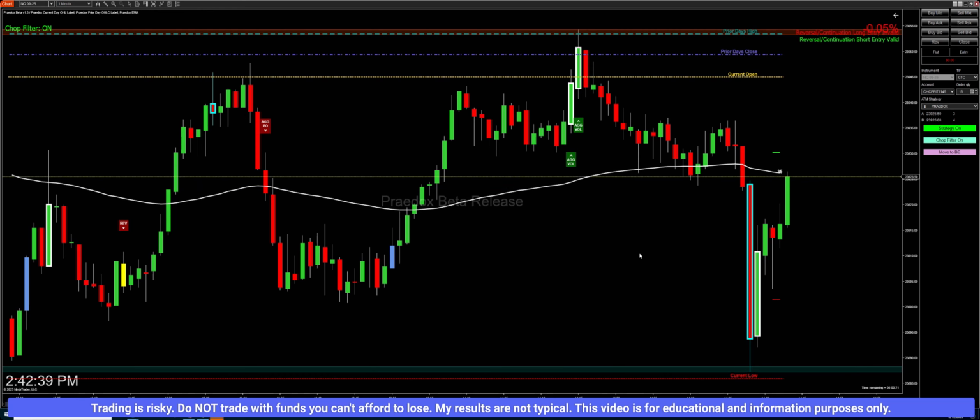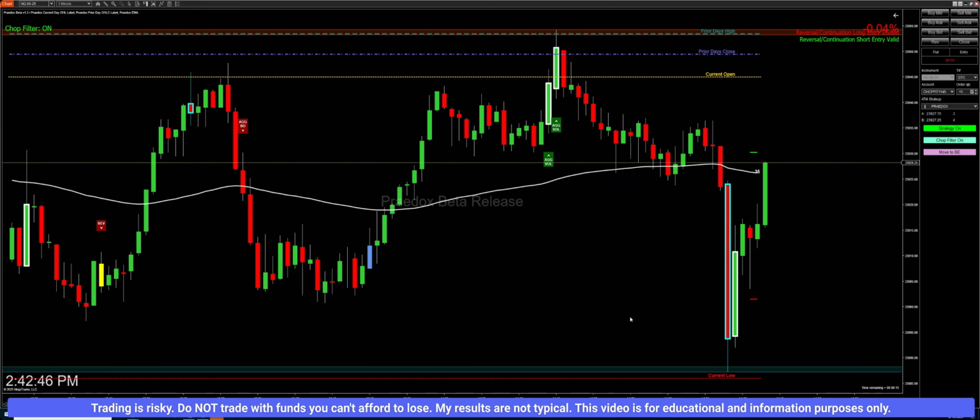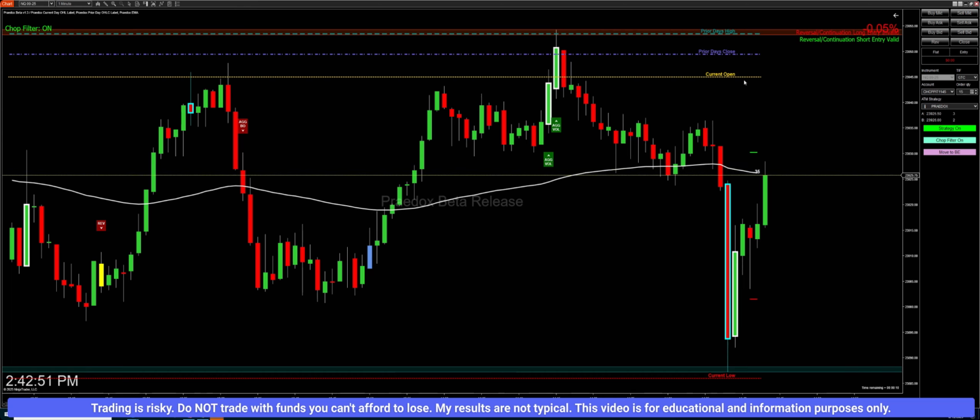So we are engaged right now, and we are back on our 1-minute chart. So we will wait and see what happens here and see if we get this break to the upside. See if we retest our current open.